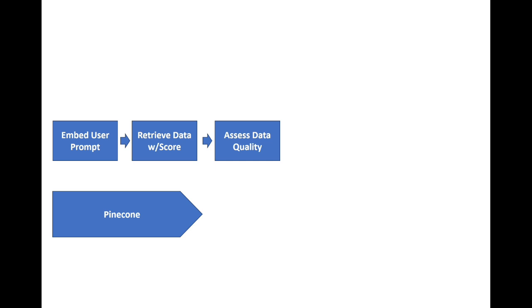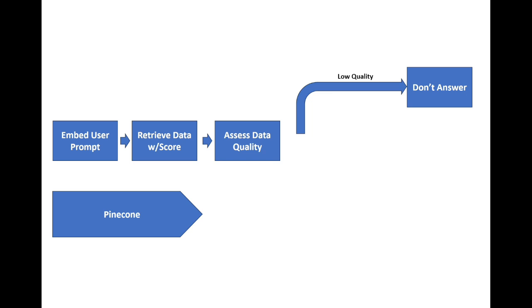Then the plugin assesses that data quality based on a minimum match quality that you set in the plugin. If it's low quality, then a standard prompt that you define is returned saying that you cannot answer the question. Now, the low quality scores could be due to a question unrelated to the topic of your database, or you simply don't have the relevant data in your database.